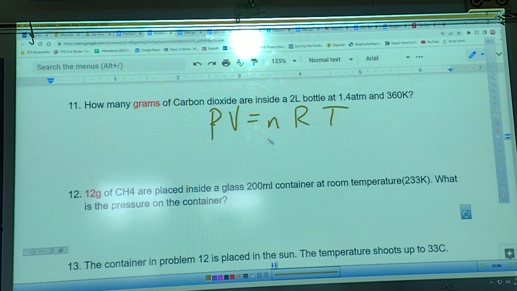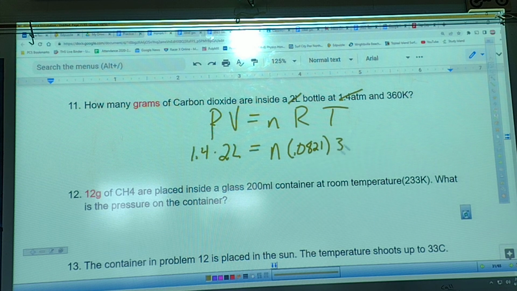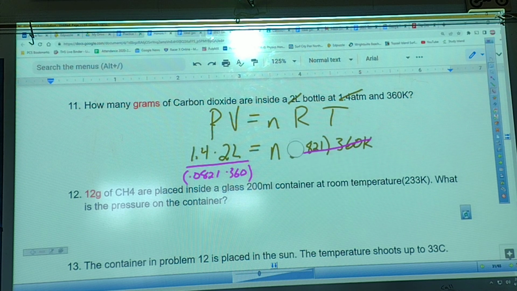How many grams? Well, we can only solve for moles, kids. That's what we have to do first. It's a 2-liter bottle. That's our volume. The pressure is 1.4 atmospheres, which means we have to use 0.0821 for R, and the temperature is 360. So we have to solve for this n. We are going to very simply put the 0.0821 times 360 on the bottom. We have to put that in parentheses or our calculator is going to give us the wrong answer. Order of operations.